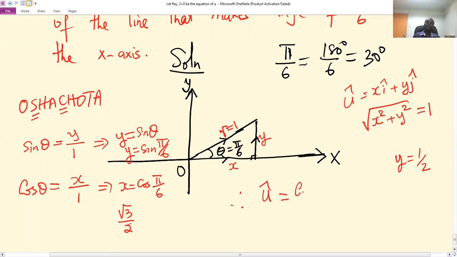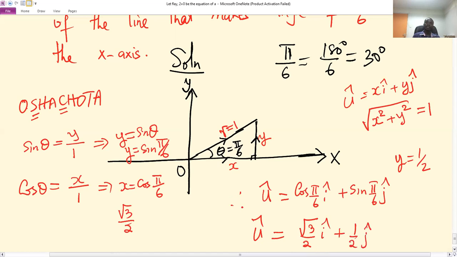So therefore the unit vector u is x, which is cosine of pi over 6 i, plus y, which is sine of pi over 6 j. And the values of this are root 3 over 2 i plus a half j. Remember, this is how we represent a unit vector. So the u given in the theorem means unit vector. That's why we have this cap notation.